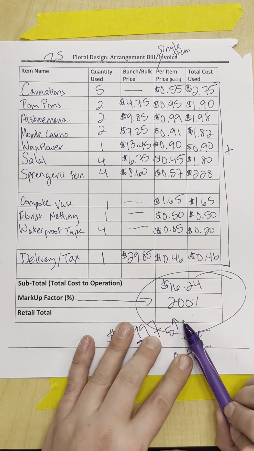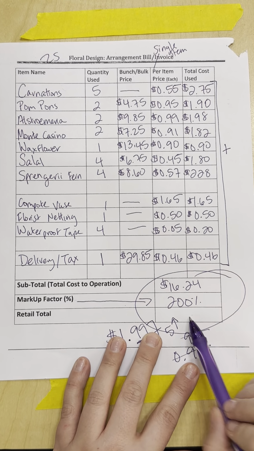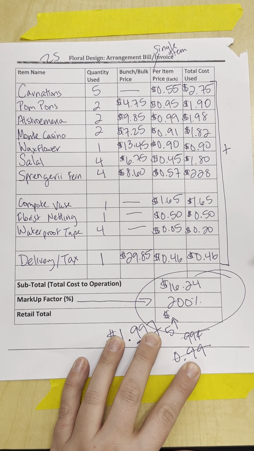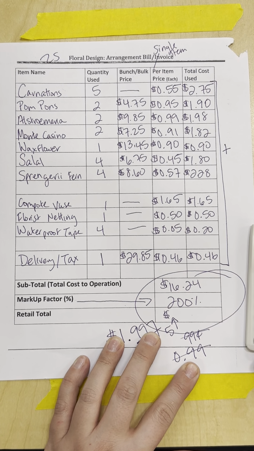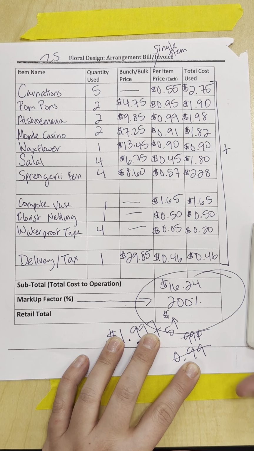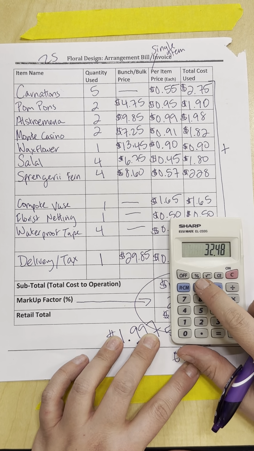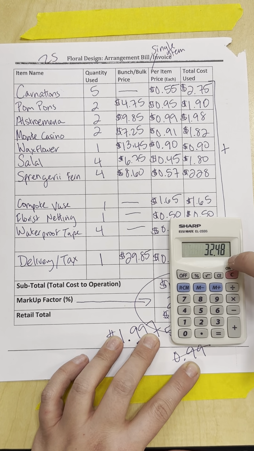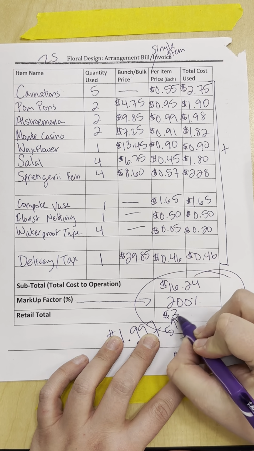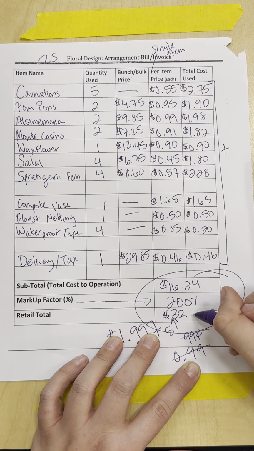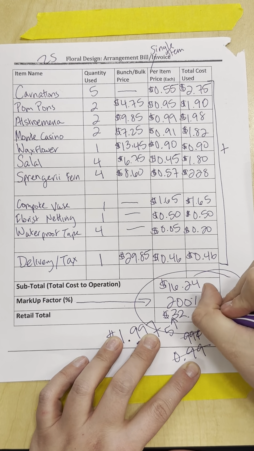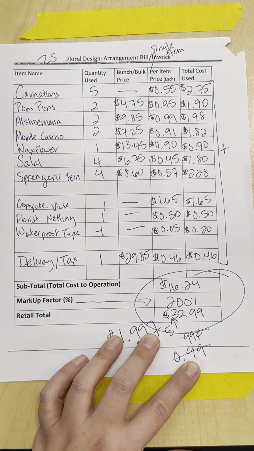All you then have to do to figure out the retail total, what I'm gonna charge a customer for, is take your cost for the arrangement, $16.24, and multiply by 200%, not 200 times. So you have to hit the percentage key in order for this to work. When I do that, it spits out 32.48. That technically is the answer. If you wanna make this nice and shoppy, I would round that to $32.99.